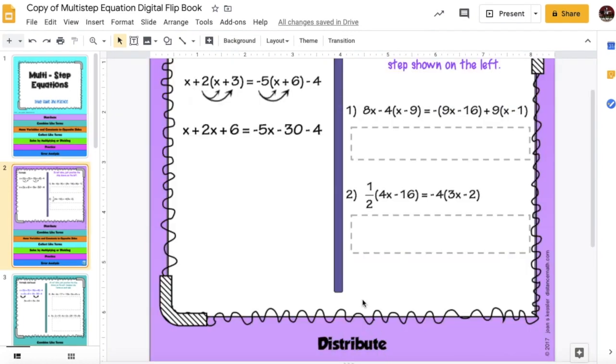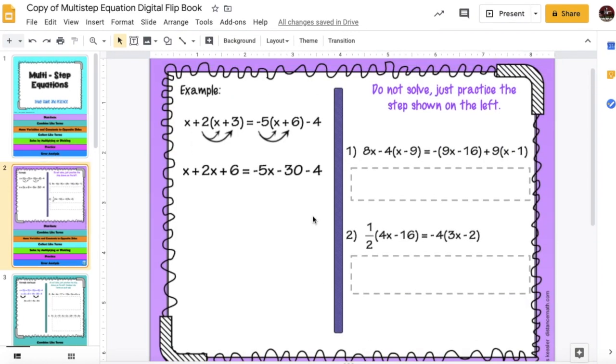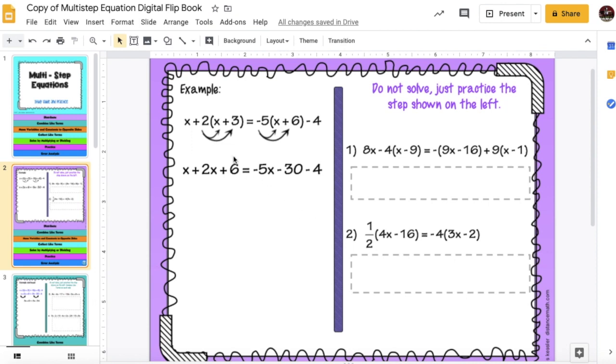First step is to distribute. So this is where we use the distributive property. And what we do is we get rid of the parentheses. You can kind of think of things inside the parentheses as being trapped. We have to get rid of the parentheses so that then we're free to combine like terms and start to move things from side to side.